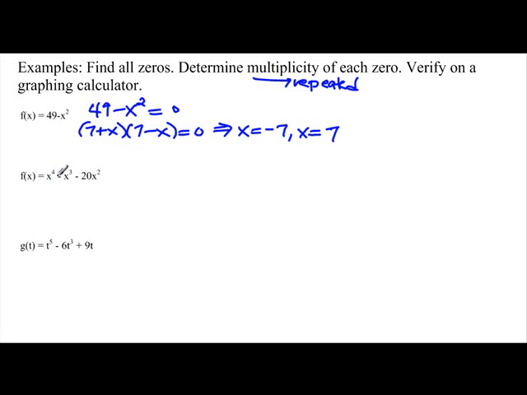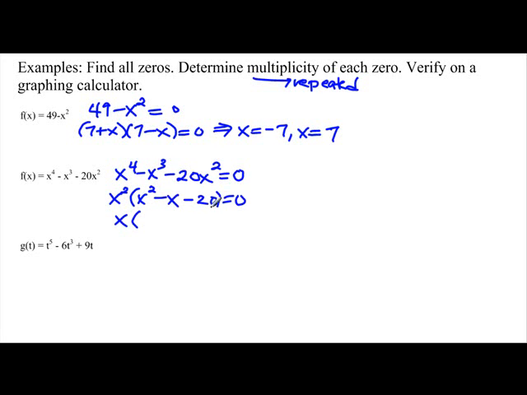Now, what about x to the fourth minus x cubed minus 20x squared as our polynomial function? Well, to find zeros, I'm going to set that function equal to 0. So notice that there's a common factor of what? Yeah, x squared. So if we take out an x squared, that leaves us x squared minus x minus 20.